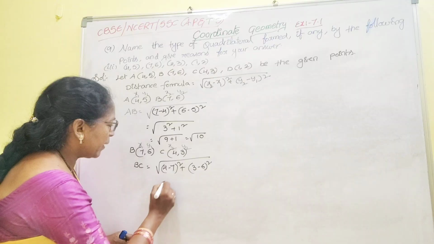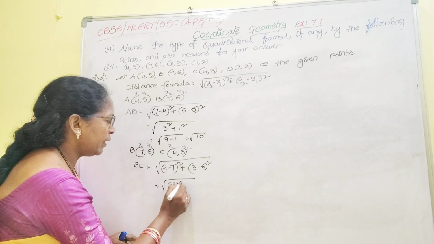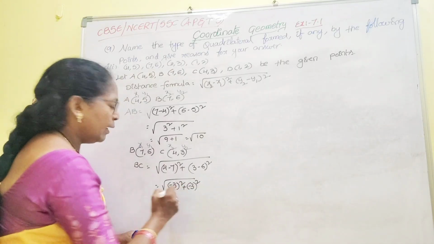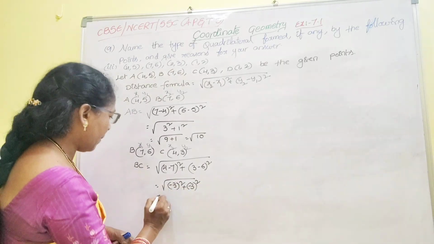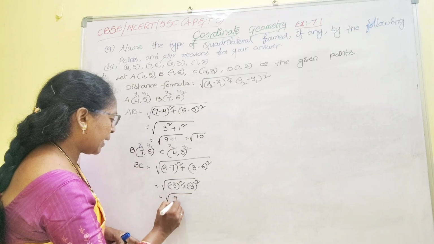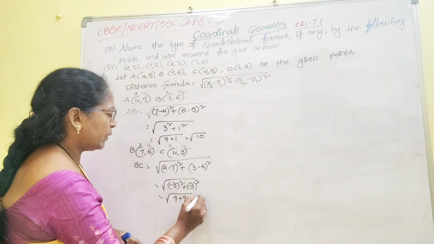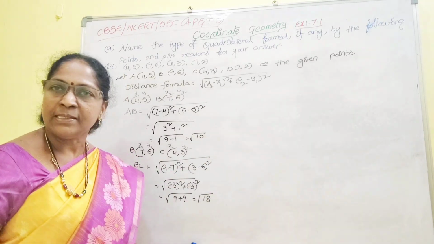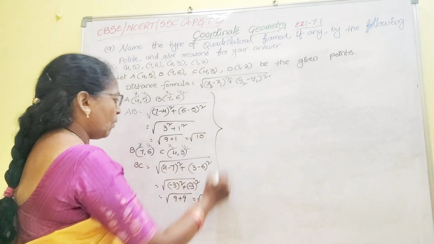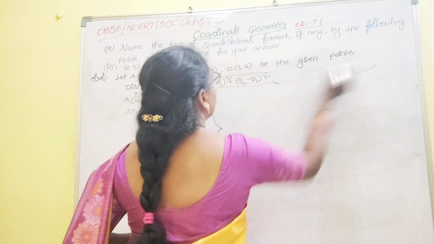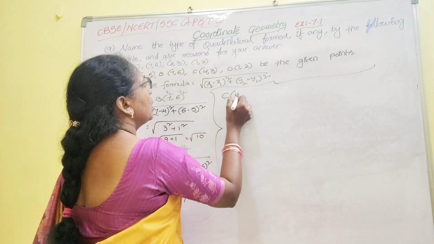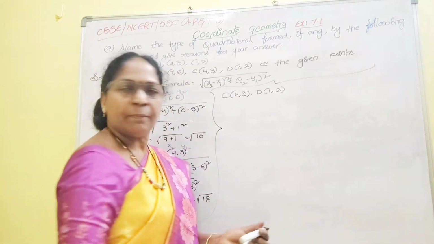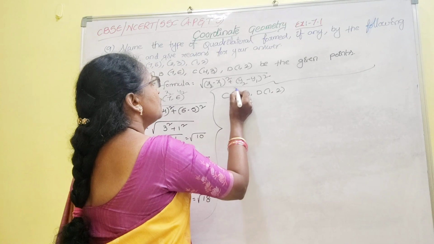That equals the square root of (-3) whole square plus 3 minus 6, which is also -3, (-3) whole square. The square root of 9 plus 9 equals the square root of 18. Now the distance of BC equals how much? The square root of 18. Now the distance of CD, where C is (4, 3) and D is (1, 2). Now represent x1, y1 and x2, y2.